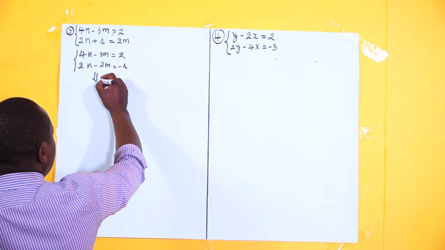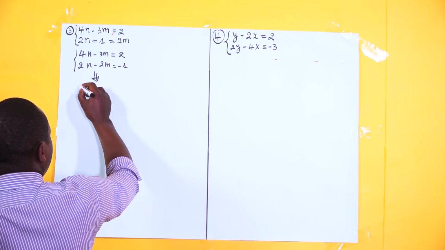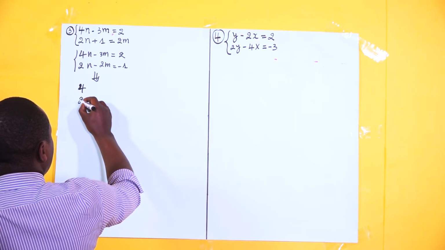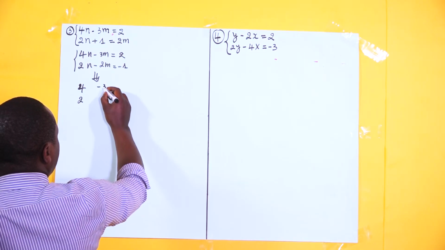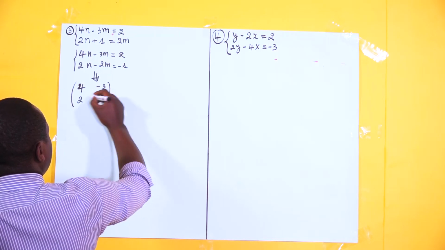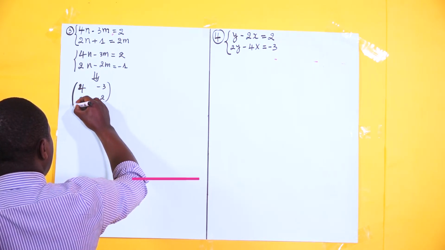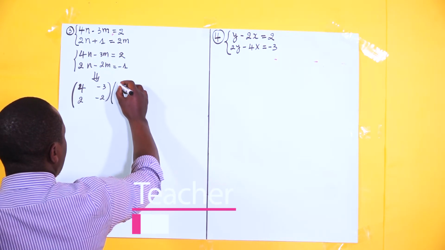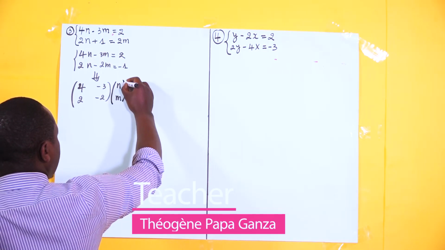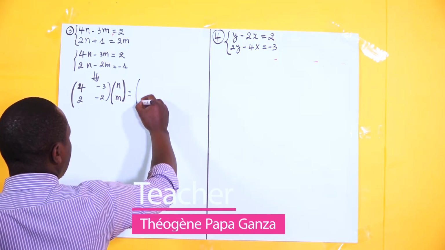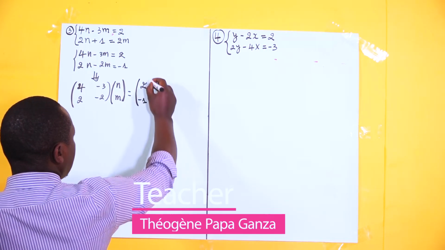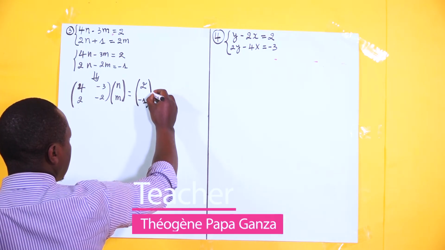So write it in terms of matrices. We have 4 first, and we have 2. Here it is negative 3 and negative 2. When multiplied by the matrix n and m, the result is 2 and negative 1, right?